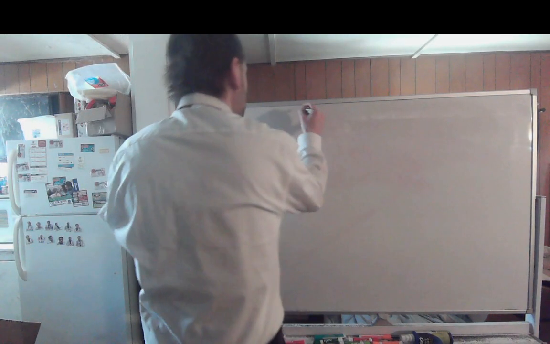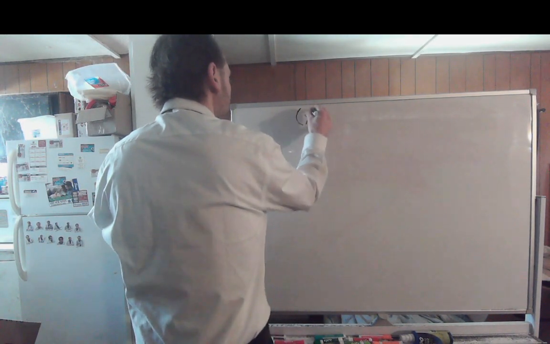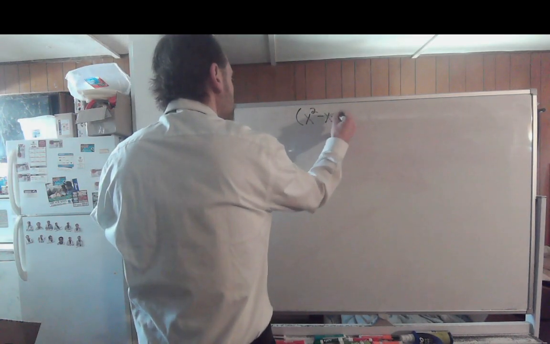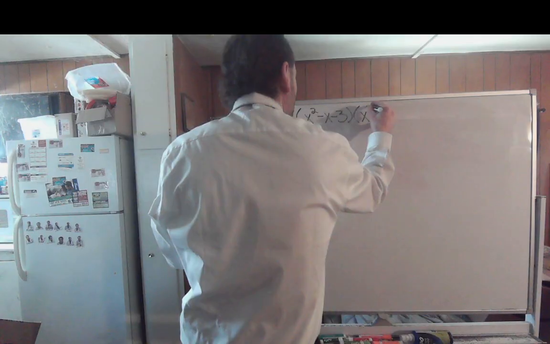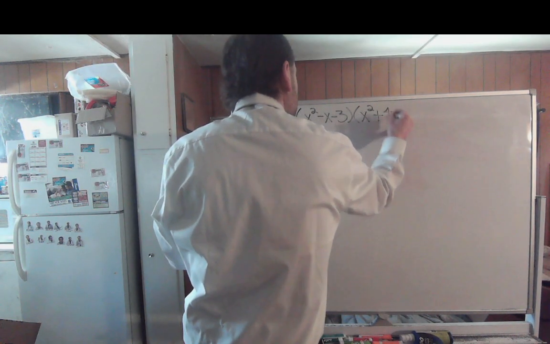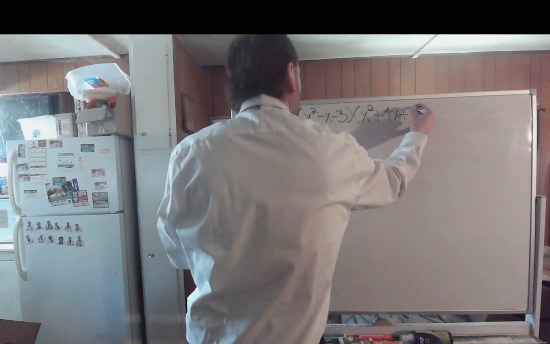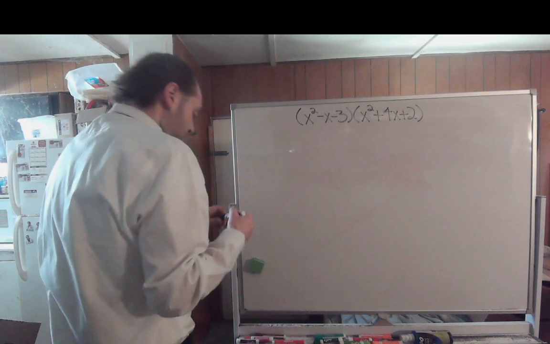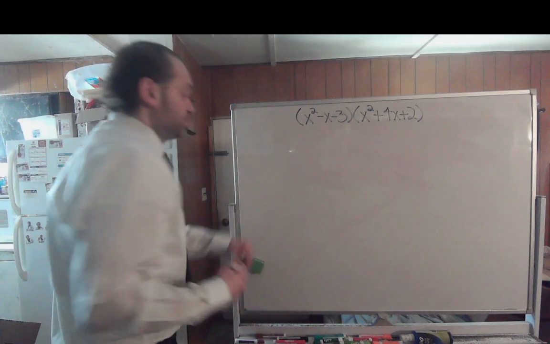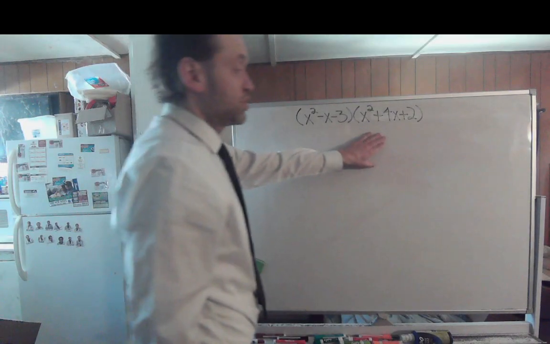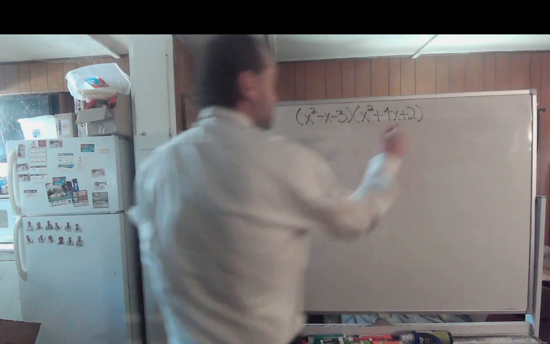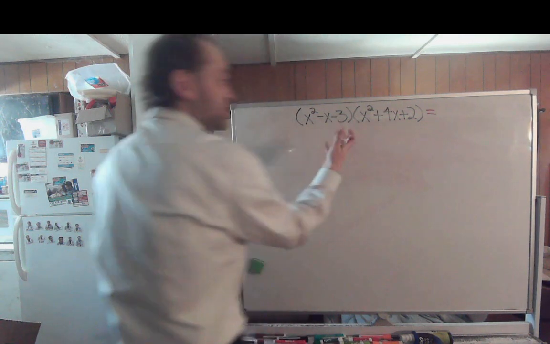So let's see, we have the trinomial of x squared minus x minus 3. That quantity times x squared plus 4x plus 2. Alright, so we have two trinomials here. X squared minus x minus 3, that quantity times x squared plus 4x plus 2. Well, again, it's just a longer FOIL.